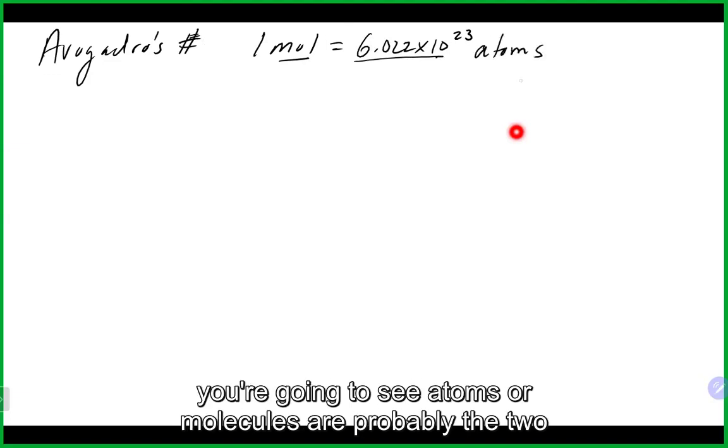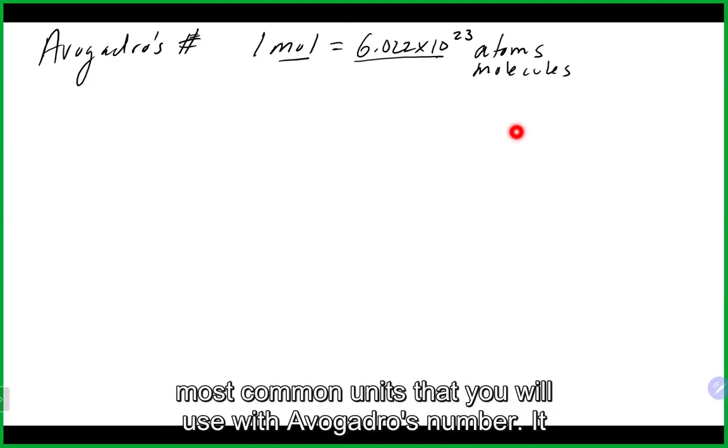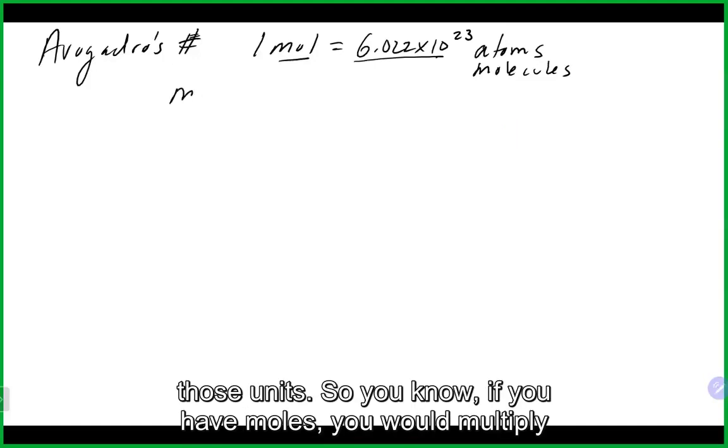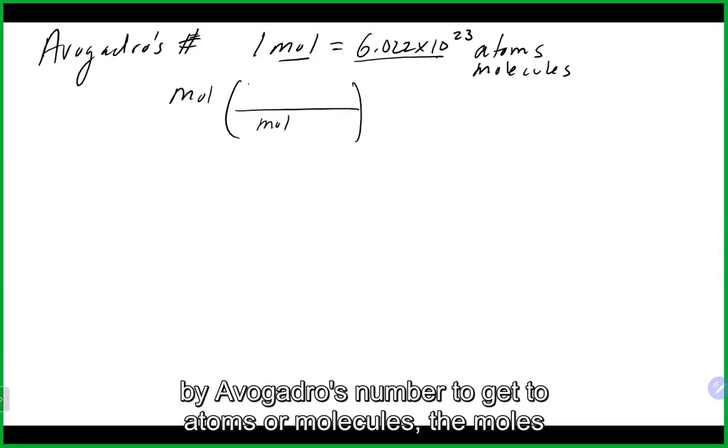Most of the time, you're going to see atoms or molecules are probably the two most common units that you will use with Avogadro's number. It really is a conversion factor that allows you to go between those units. So, if you have moles, you would multiply by Avogadro's number to get to atoms or molecules.